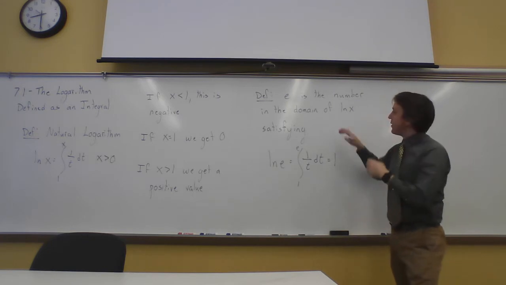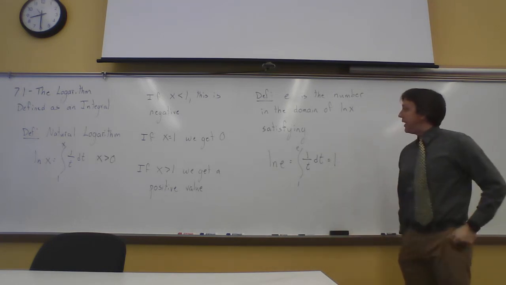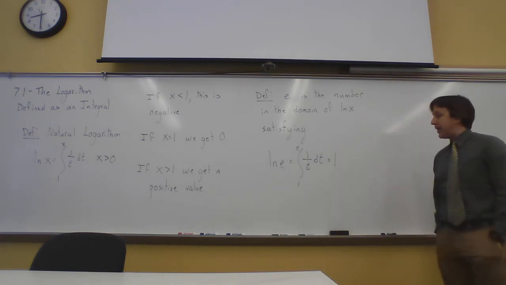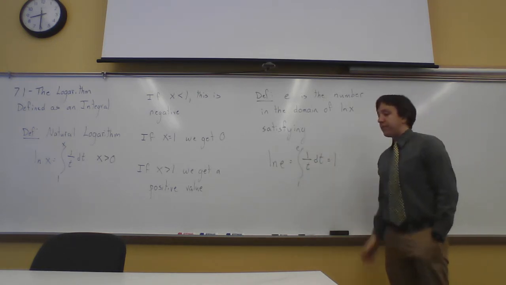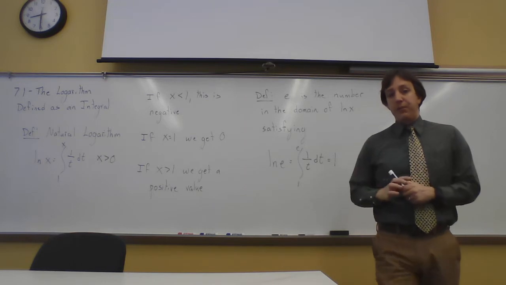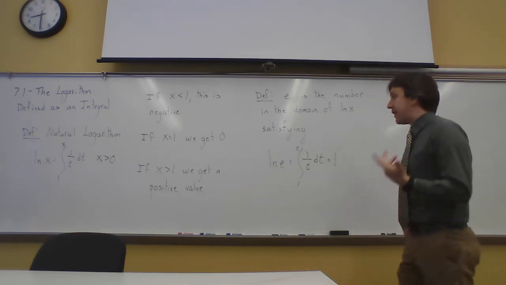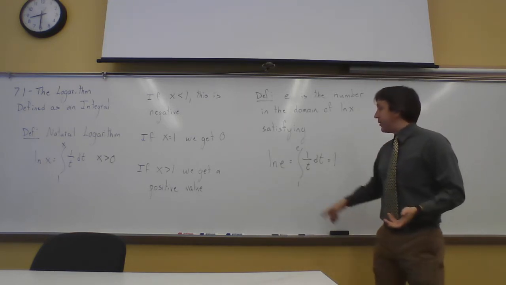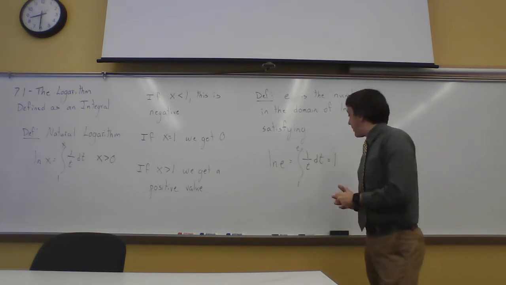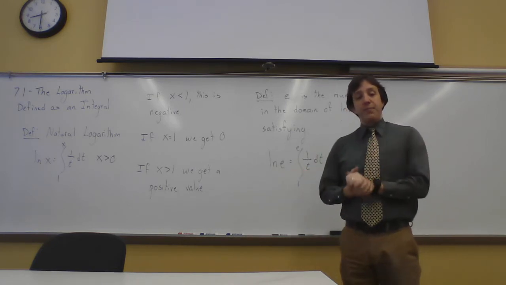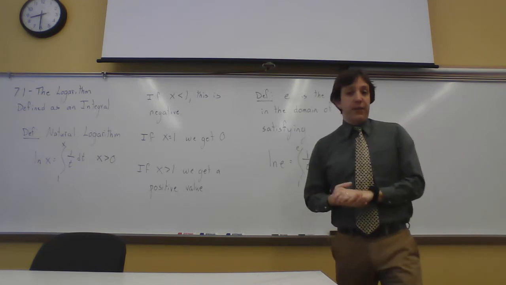And we have a definition then for e. e is the number in the domain of the natural log of x that satisfies the natural log of e is equal to the integral from 1 to e of 1 over t dt, and that's all equal to 1. So this all fits together with what we know about natural logs. We know that the natural log of e should be 1, and it's kind of fun. So let's move on and take a look at derivatives of these.